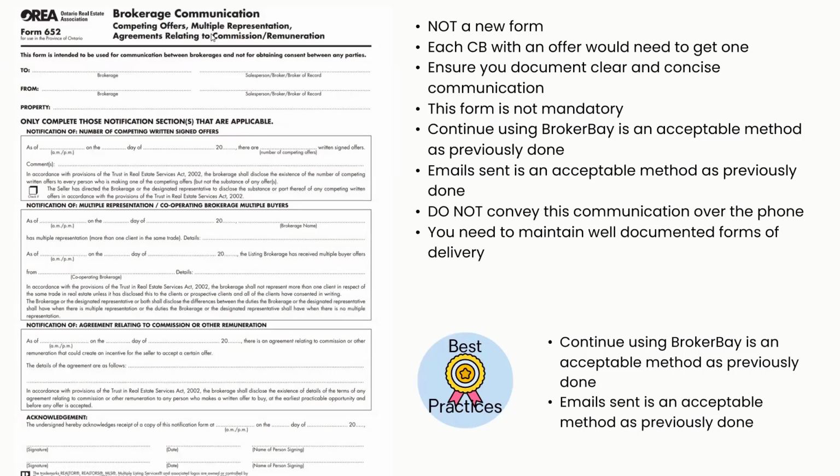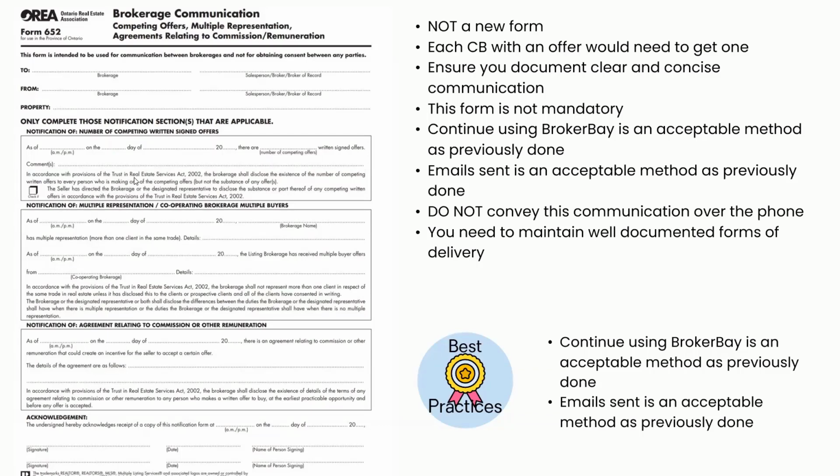That there are competing offers, multiple representation agreements relating to commission remuneration. Tough word on a Monday morning. So this form is intended to be used for communication between brokerages and not for obtaining consent between the parties. So this is from Millennium to ABC brokerage and the salesperson regarding the property, only completing the notification sections that are applicable, of course. So as of this date and this time, here are my comments.